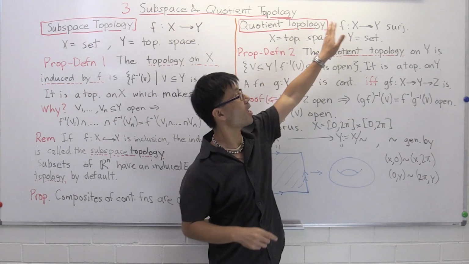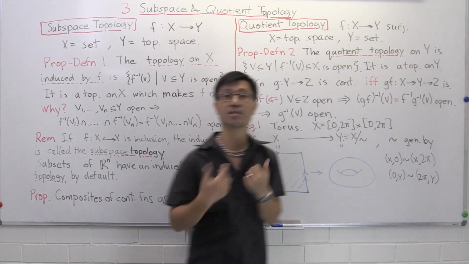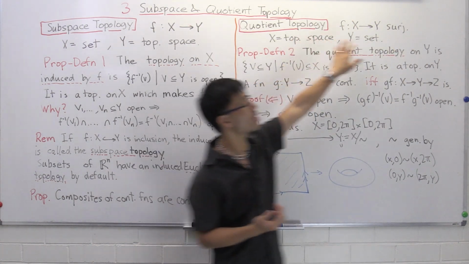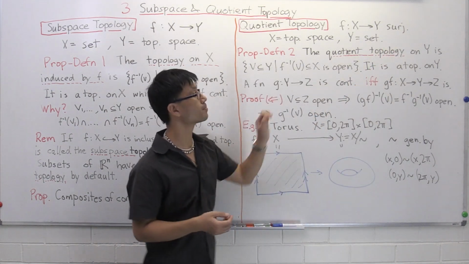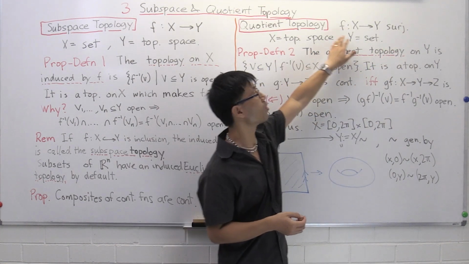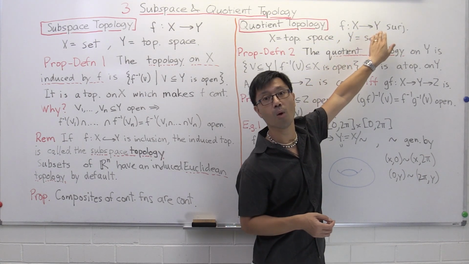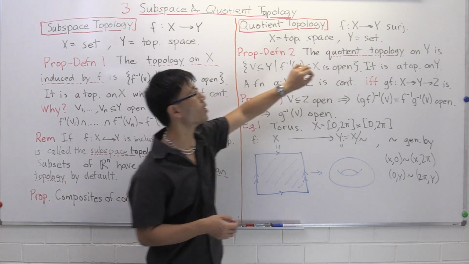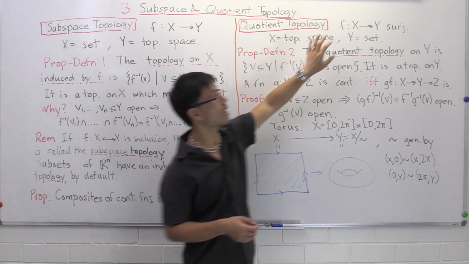Now we have a topology on x, and we want to somehow push it down to y. Okay, so that's the change. And we can only really do this effectively when this map is surjective. When it's surjective, of course, to a certain extent, x contains all the information of y. That's part of the reason why you need that. So this proposition definition tells you what's going on in this case.